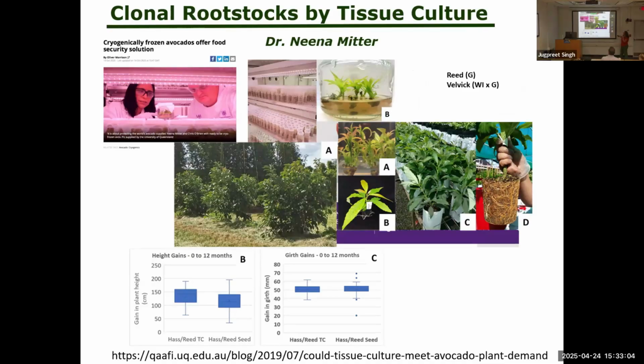And she actually was able to put these baby plants on tissue culture, let them root, and put them in the field. She did some evaluation and saw that a tissue culture grafted with Hass versus a seedling with Hass, she didn't find any difference at the time that she did it.